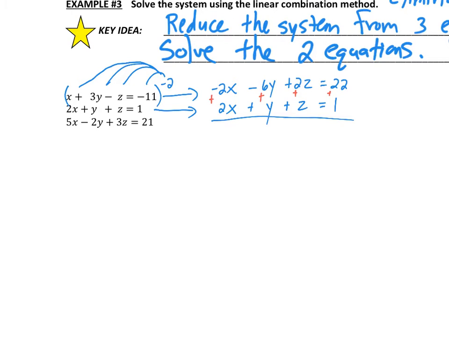So what is negative 2 plus 2? Cancels. Negative 6y plus y is negative 5y. Positive 2z plus z is 3z. And 22 plus 1 is 23. Okay, when you get this, this is what I would normally call a cloud equation. It's not our final answer, but it's something we're going to come back to.